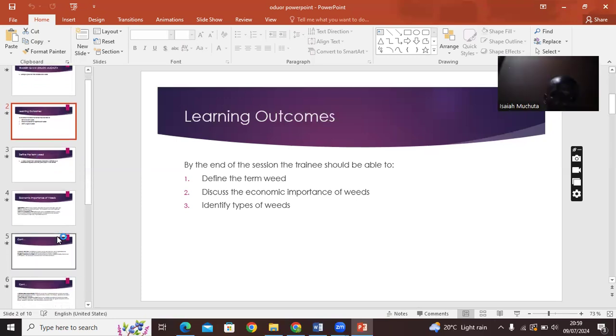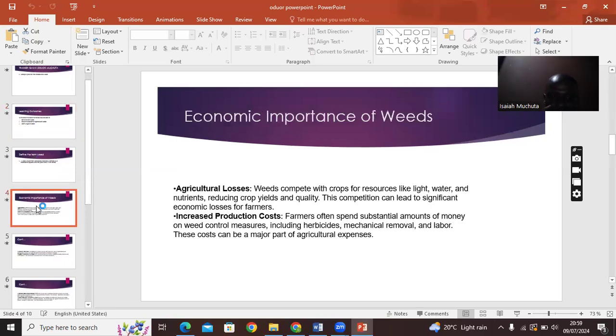Now, one of the economic importance of weeds is that one is agricultural losses. Weeds compete with crops for resources like light, water, nutrients, which means it brings some losses to our agricultural products.